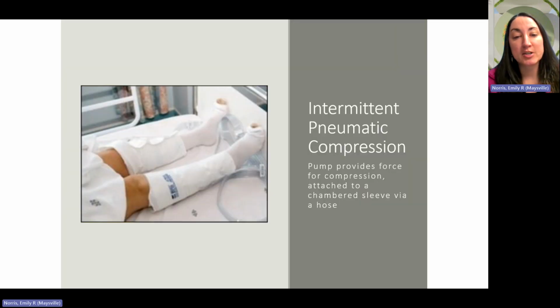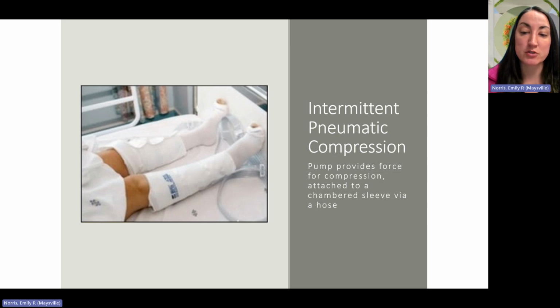Intermittent pneumatic compression. We saw one example of that earlier. Here's an example that you'll see in hospitals quite often. They are pumps that provide force for compression. You typically attach them to a chamber sleeve through a hose. So like in a hospital bed, typically there's a hose that you attach it to at the bottom and you put them on and they just inflate and deflate to squeeze and release the pressure in the calves in order to kind of fake that muscle pump and push the circulation back towards the heart.